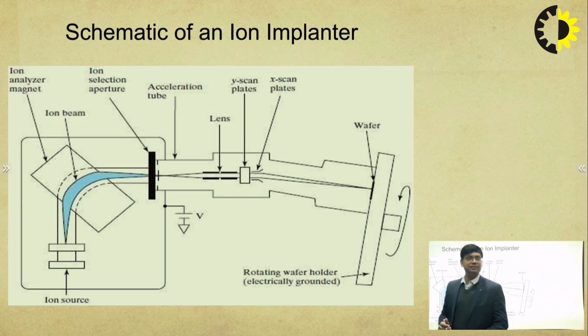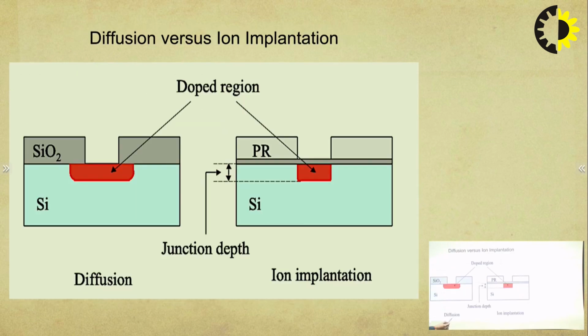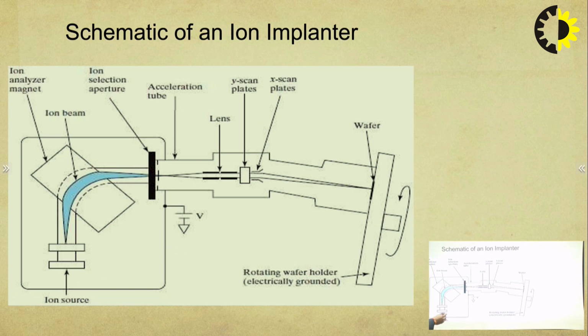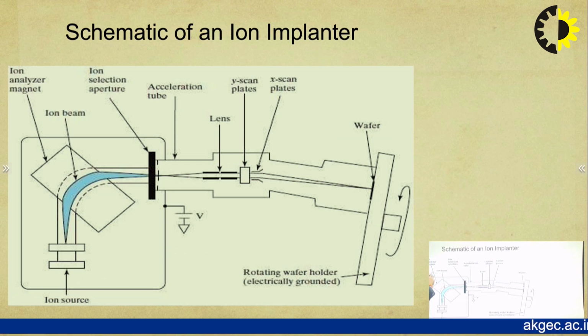Now, this is the schematic of an ion implantation machine. The main sections of this machine are the ion source that we have here, an ion analyzer magnet, ion beam, ion selection aperture, acceleration tube, lens, Y and X scan plates, wafer, and the rotating mechanism that is used to rotate the wafers. So this is the schematic of an ion implantation machine.